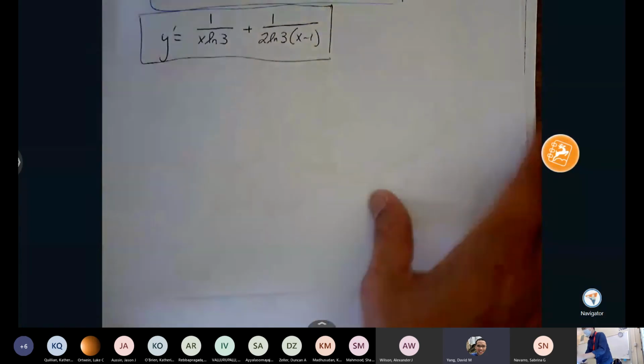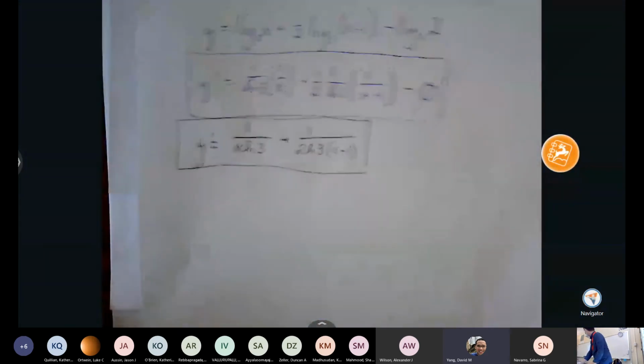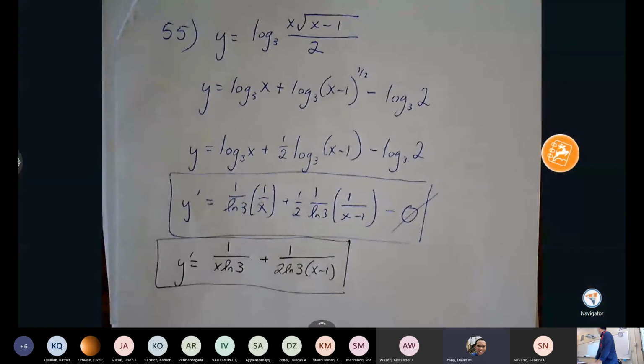Here's 55. Again, expand as much as I can. I have three parts that I'm looking at. The numerator, I can think of it as product property. Denominator is quotient property. Continue expanding. Expand far enough that you can deal with that one half. We don't want to deal with this one half too soon. Once it's separated from the other log terms, we can then bring that one half down. And then we just follow the rules.